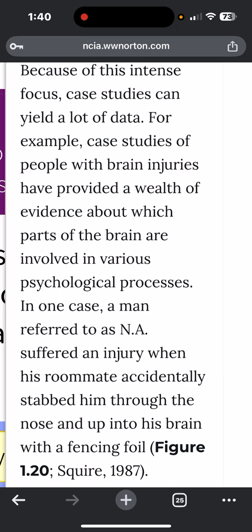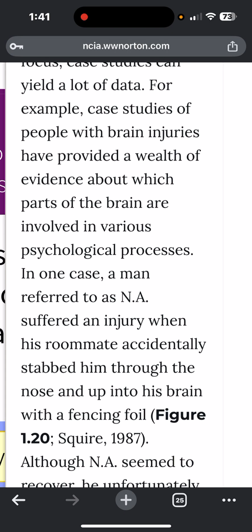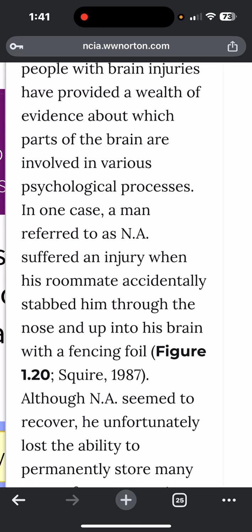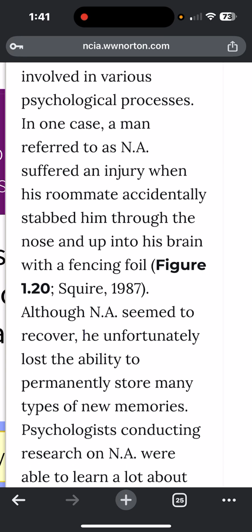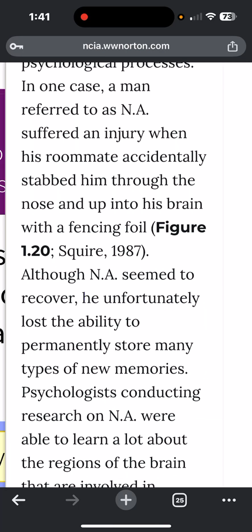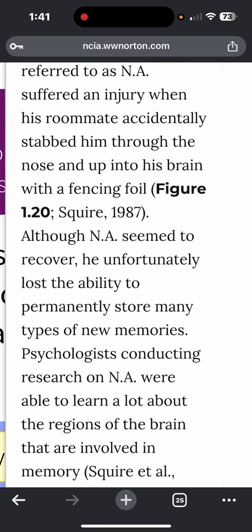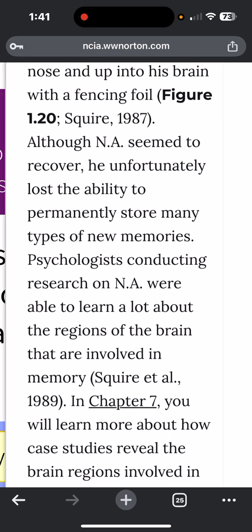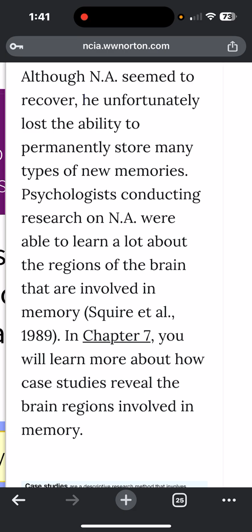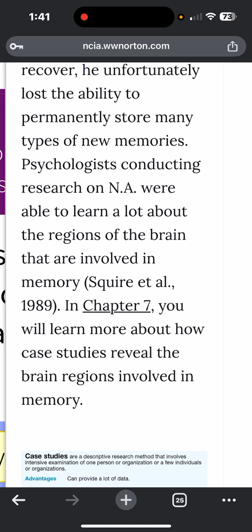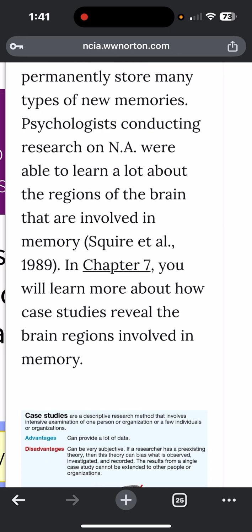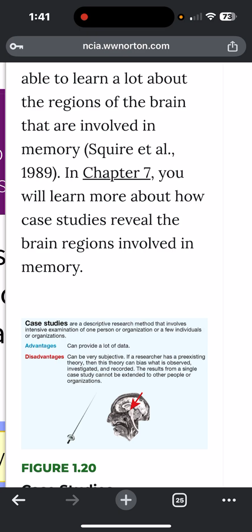In one case, a man referred to as N.A. I'm going to call him Lucifer, suffered an injury when his roommate Michael accidentally stabbed him through the nose and up into his brain with a fencing foil. See Figure 1.20 to see the actual thing. 1987. It was brutal. Although Lucifer seemed to recover, he unfortunately lost the ability to permanently store many types of new memories. Psychologists conducting research on Lucifer were able to learn a lot about the regions of the brain that were involved in memory. 1989. In Chapter 7, you will learn more about how case studies reveal the brain regions involved in memory.